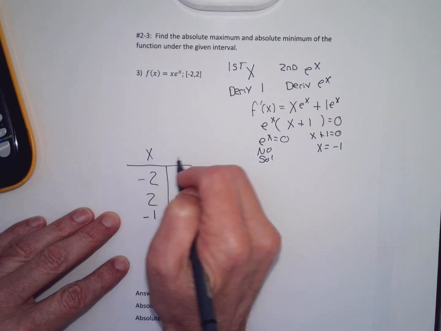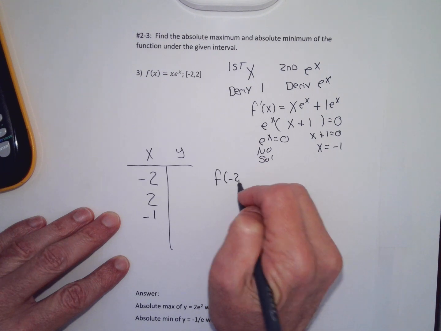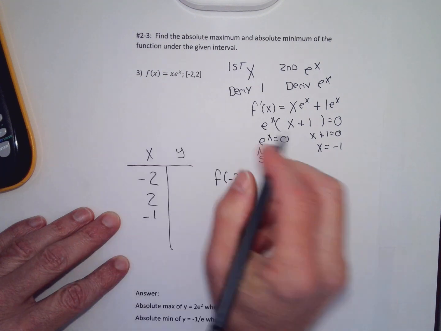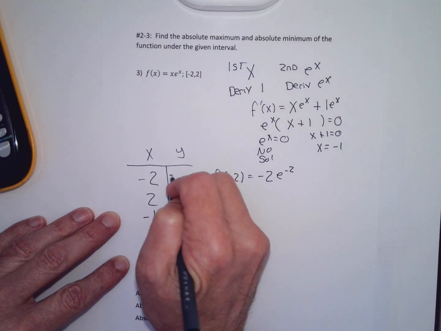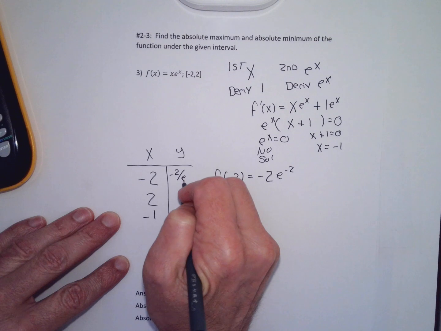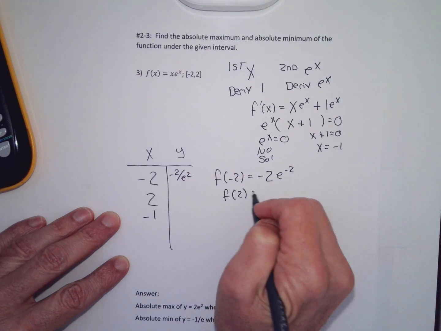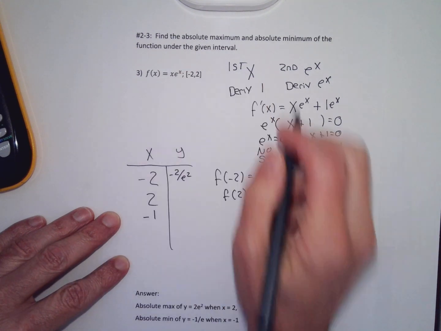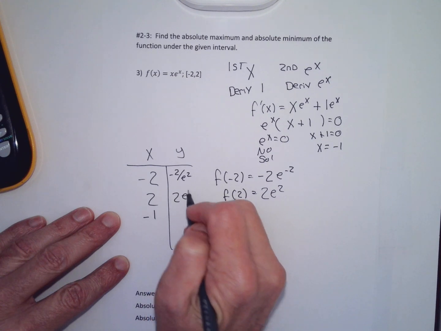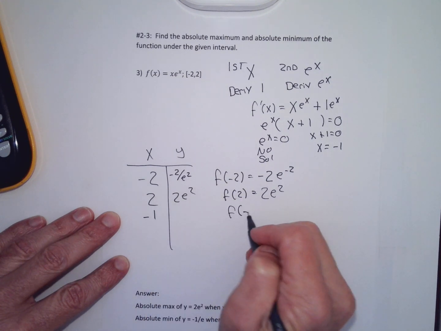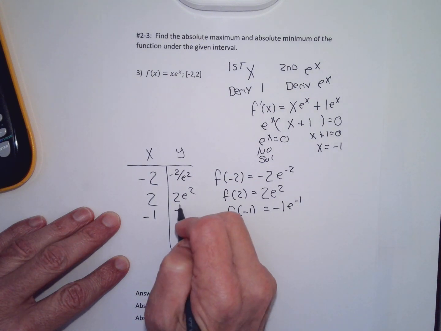So I have an x and a y. The first y, I'll do f of negative 2, and plug negative 2 in for both of the e's. So it's going to be negative 2 e to the negative 2. That's the same thing as negative 2 over e squared. Second y, f of 2, is positive 2 e squared. And that is just 2e squared. There's no need to rewrite that. Third y, f of negative 1, is negative 1 e to the negative 1, which is negative 1 over e.